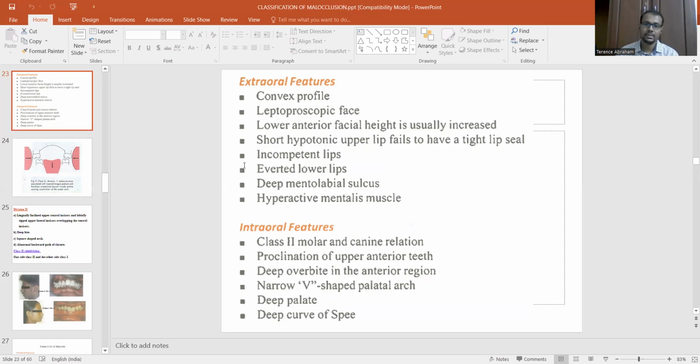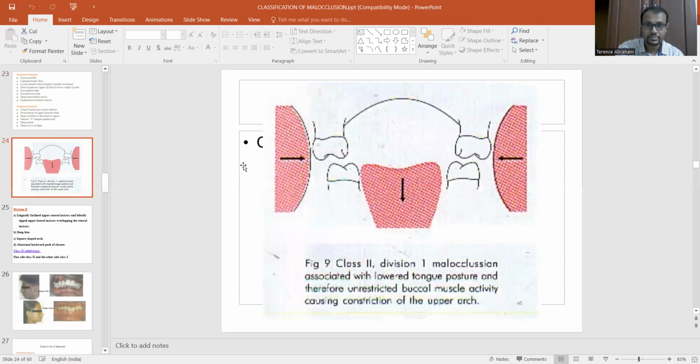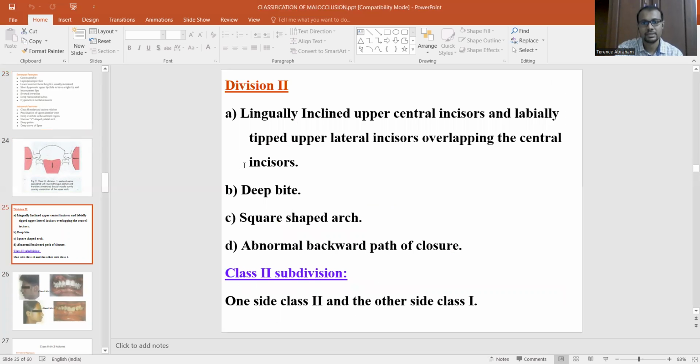Intraoral features, as I mentioned before: class 2 molar and canine, proclined upper anteriors, deep bite, constricted maxillary arch, V-shaped arch, deep palate, and there will be deep caries. This is the figure of the buccinator mechanism. Because of the lower position of the tongue, there will be an accentuated action of the buccinator muscle, which results in constriction of the maxillary arch.